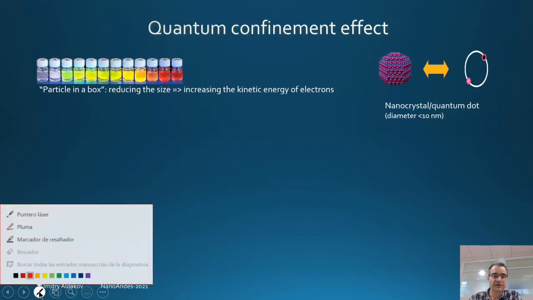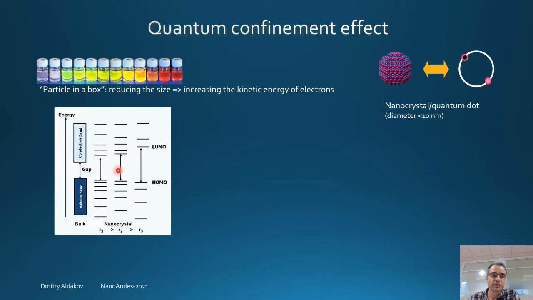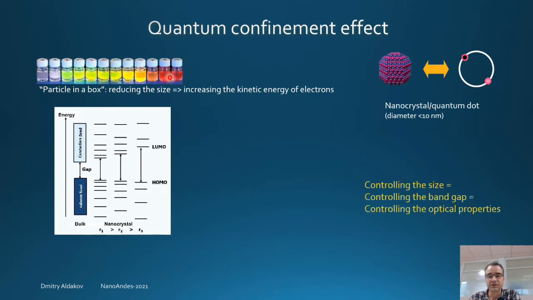So, the quantum confinement effect is a physical phenomenon which is derived from a particle in a box, meaning that when we reduce the size of the object, we increase the kinetic energy of electrons, and the electron and hole start to interact, and they don't have enough place to find place in the material, in the nanoparticle, and the energies start to quantize. So the smaller we get the nanocrystal, the more energy levels are quantized, and the higher we get the band gap. The direct consequence of this is that by playing with the size of these nanocrystals, we can change their optical properties, such as absorption and the photoluminescence.